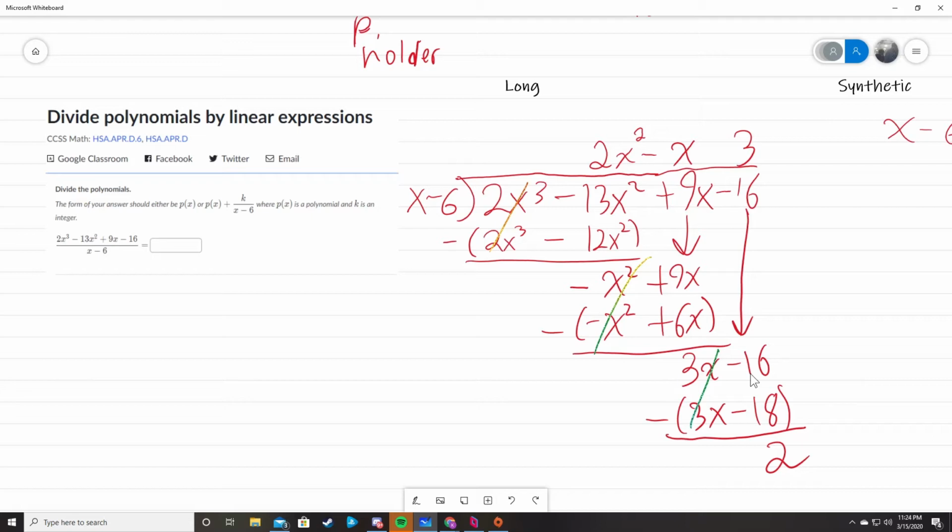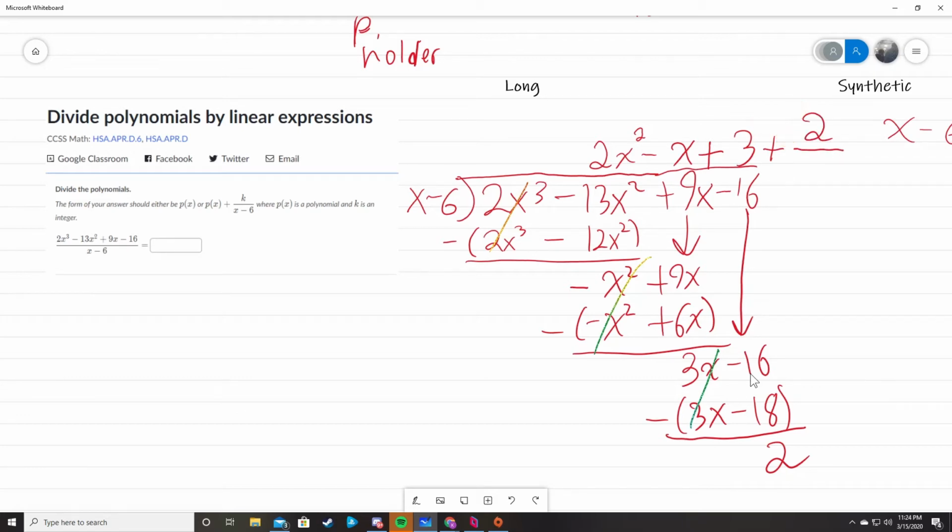Now up top, let's fill in the rest of our signs if there needs to be. 2x is fine, negative x is fine. We're going to have to put a plus sign here between the x and the 3. And then our remainder was a positive 2. So let's put this plus sign here. It's a positive. Now we're going to put a 2 up here.